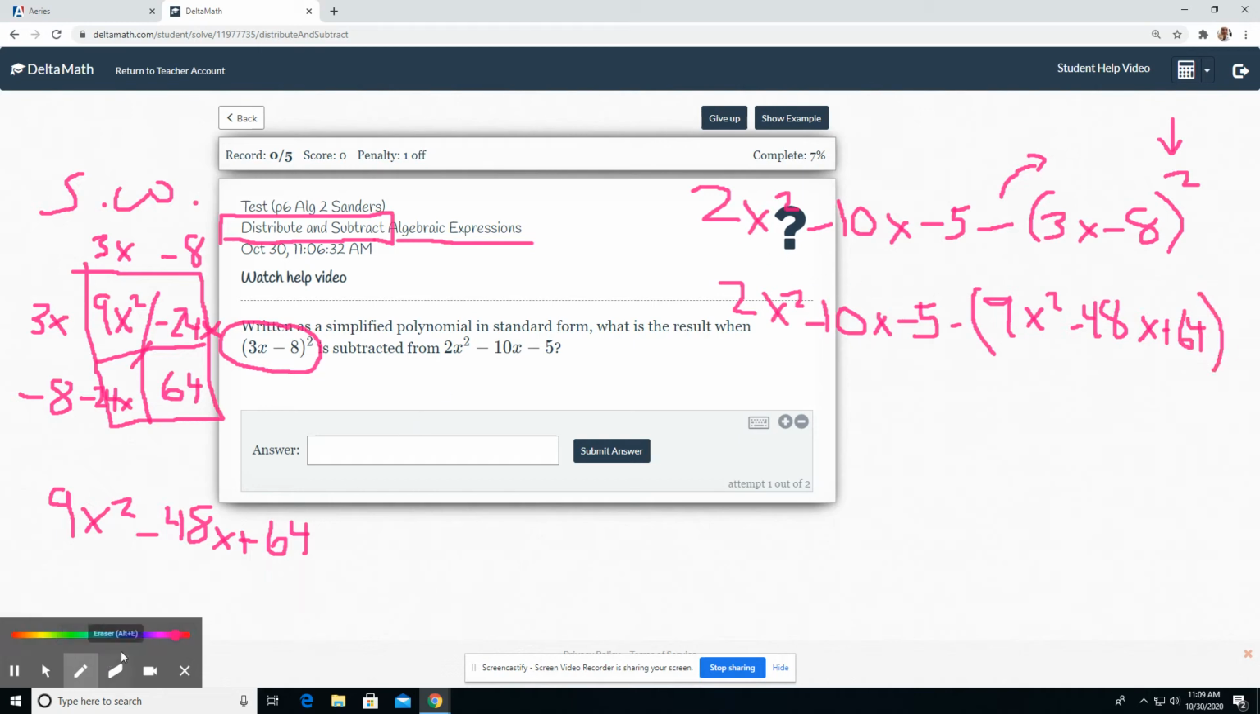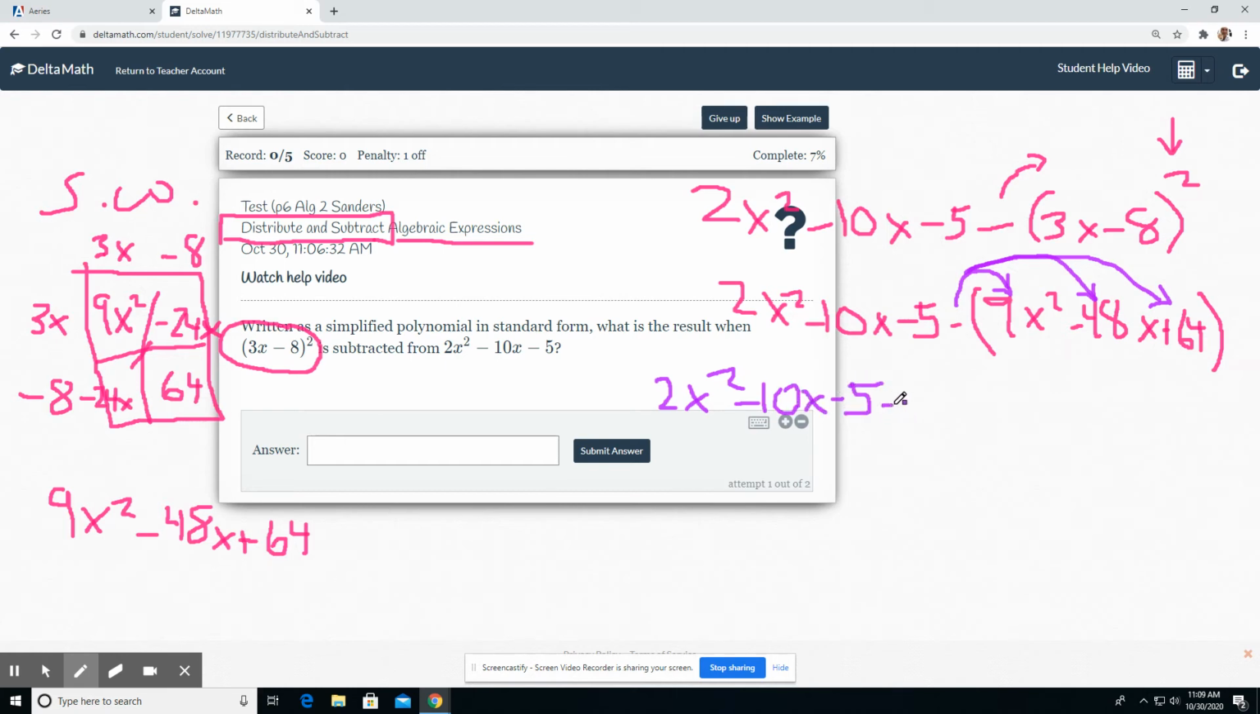All right, then we want to distribute that minus sign. So let's go ahead and distribute the minus sign. I always like my arrows. That just makes things less confusing, less likely to forget something. Distribution, all of it. So basically a negative distributed everywhere is a sign change. So everything in here has a changing of the sign, or an opposite. So 2x squared minus 10x minus 5 minus 9x squared plus 48x minus 64.